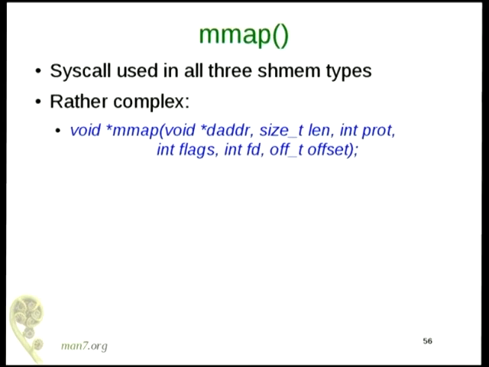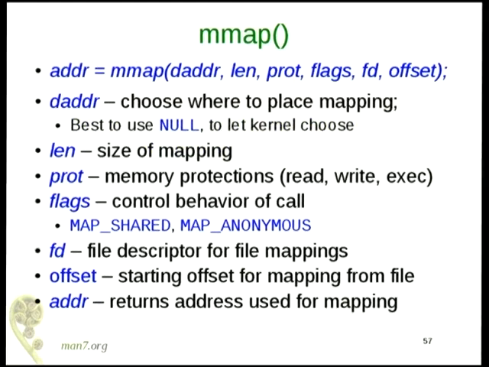memory instead. All of these mechanisms make use of the same system call, mmap. Mmap's a rather complex system call. It takes a bit of time to break down. It's got 6 arguments. Those 6 arguments look like this.